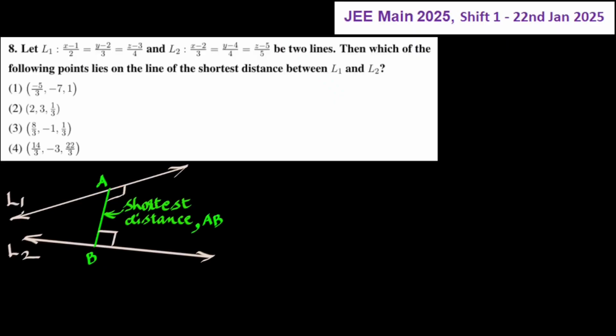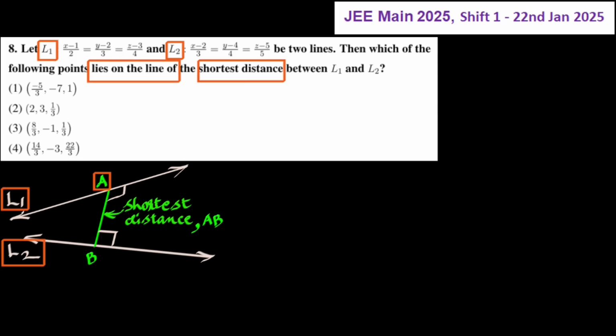Equations of two lines L1 and L2 are given. We have to find out which of the points given in the options lies on the line of shortest distance between lines L1 and L2, segment AB, perpendicular to both L1 and L2. In order to answer the question, we first have to find the equation of line AB.